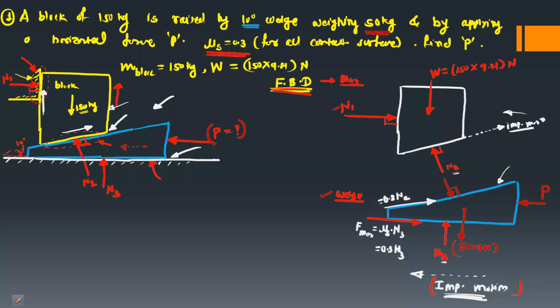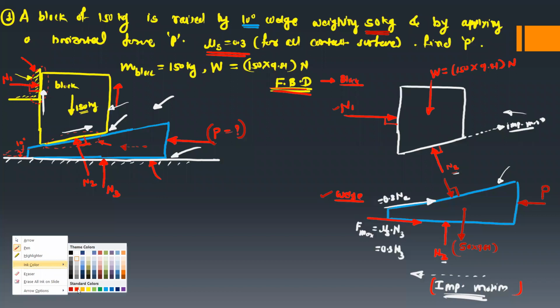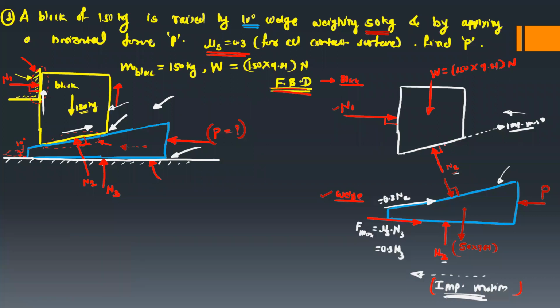And the friction will be exactly opposite to the relative motion or impending motion. So we will show the friction like this, exactly in the opposite direction. So this is your impending motion direction and this is the friction. This friction and the earlier friction will be the same, exactly the same magnitude but opposite direction. So this is equal to 0.3 into the normal reaction N2, because it is the same contact surface.